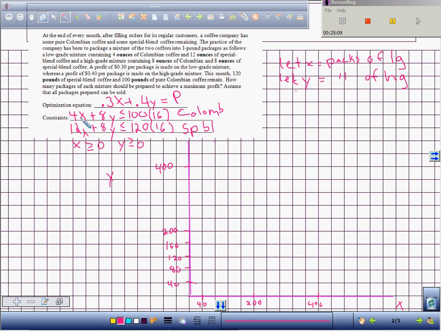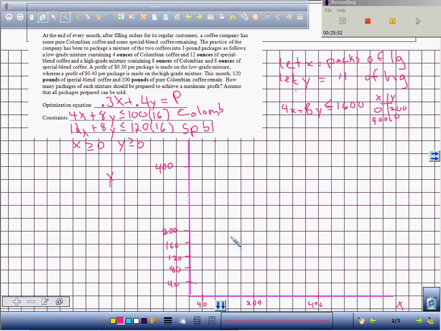So up here, I have 4x plus 8y. I'm going to rewrite it up here: 4x plus 8y, when I multiply that out, is less than or equal to 1600. If I make a little table here of x and y's, when x is 0, what's y? 200, right? When y is 0, in this one, what's x? 400, okay?